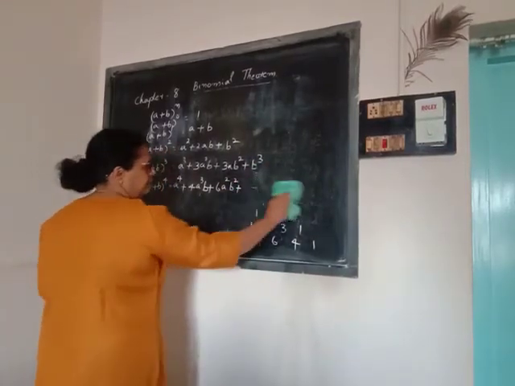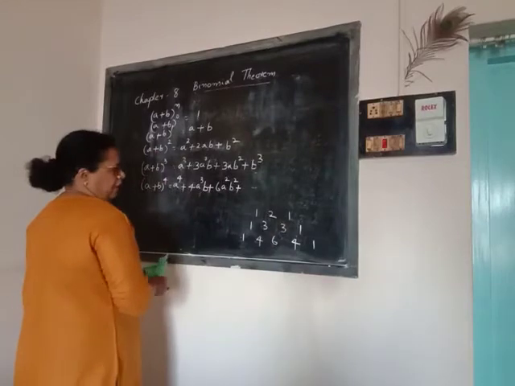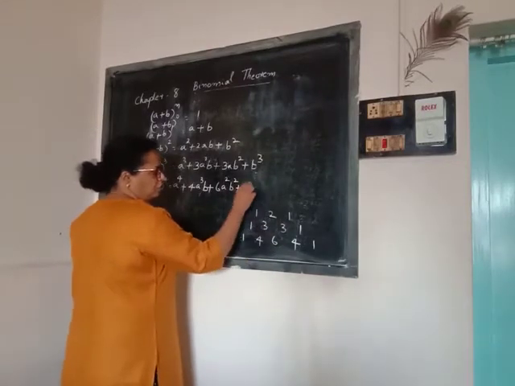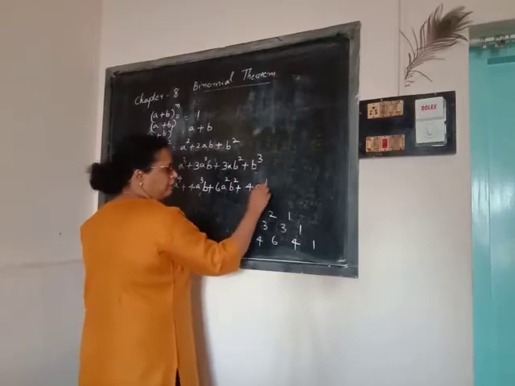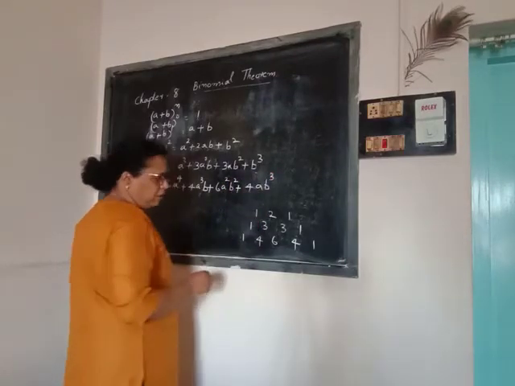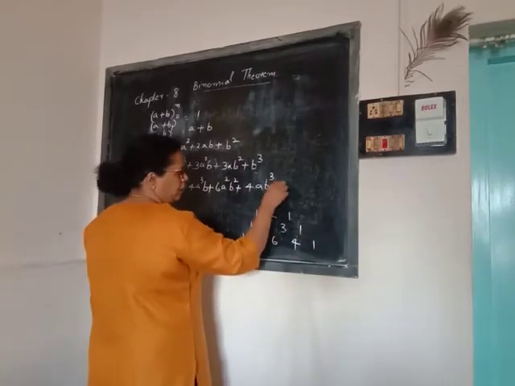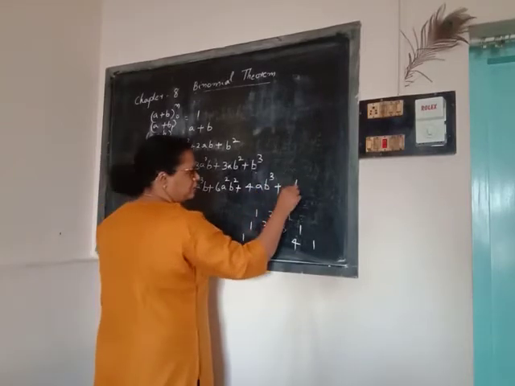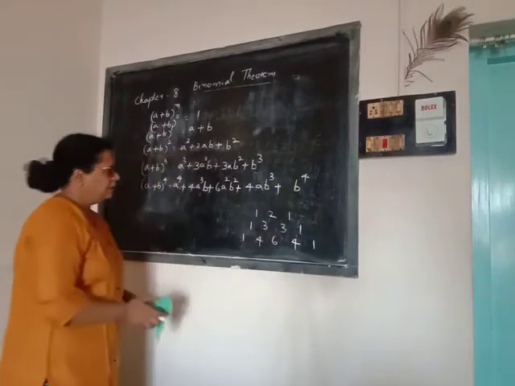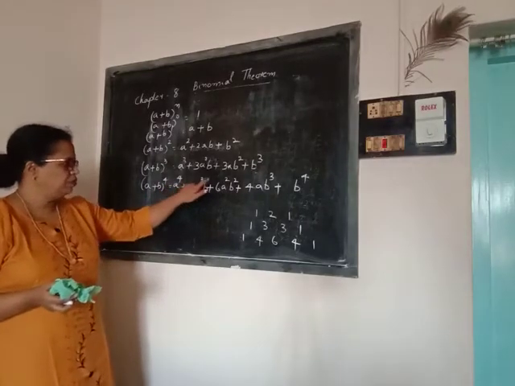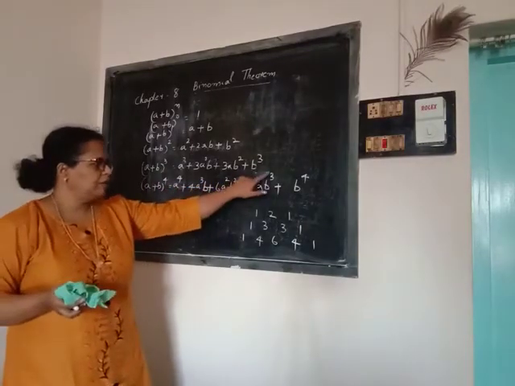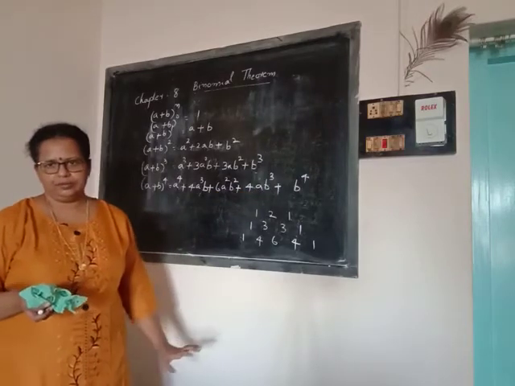Next is, after 6 it is 4. So 4. A again power 1 less, then B squared will be 1 power more, B cube. After 4 it is 1, 4. So it will be B raised to 4. Check, all the terms are of power 4. 4, 3 plus 1, 4, 2 plus 2, 4, 1 plus 3, 4, correct.